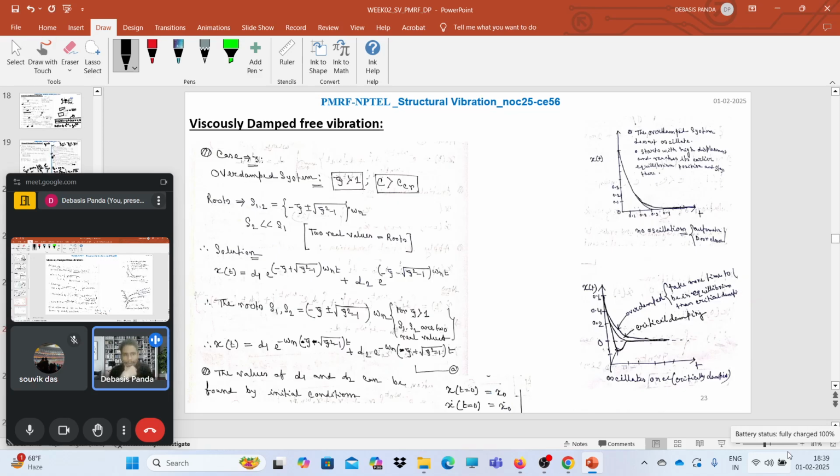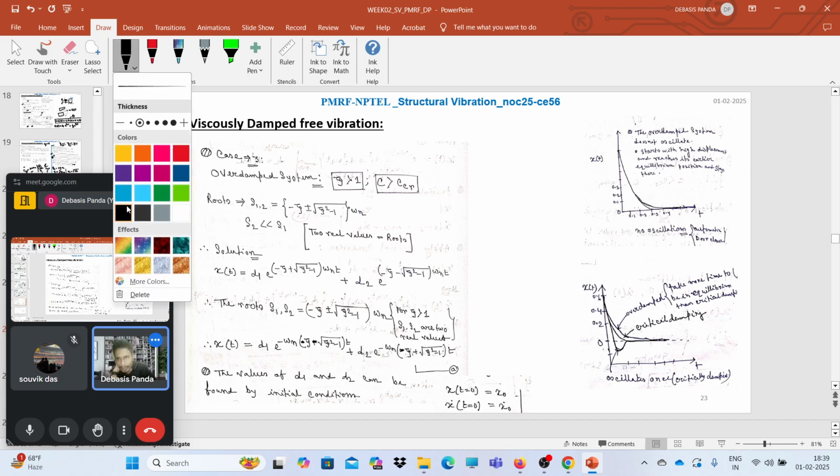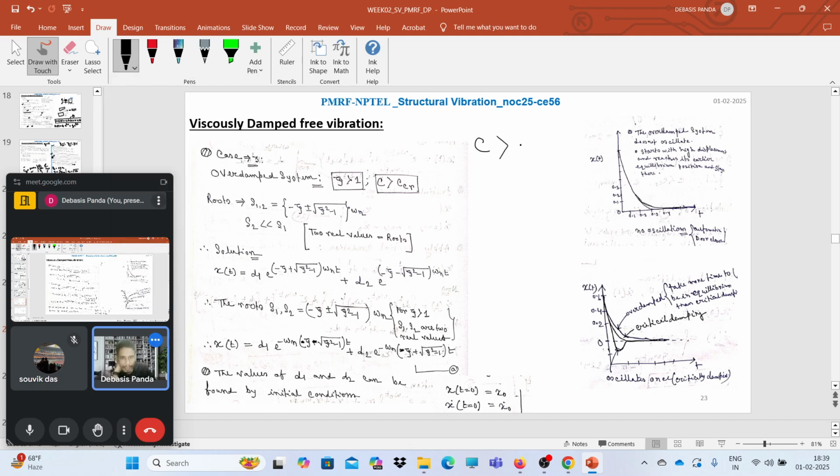Now we have another condition, the overdamped case, case 3. In an overdamped system, the zeta value is greater than 1. That means the damping present in that system is greater than the critical damping. That means there is already surplus damping present in the system. So for this type of system, zeta greater than 1, we will have two real roots. Just put this in the general solution, d1 e to the power s1 t plus d2 e to the power s2 t, and you will get the equation like this.